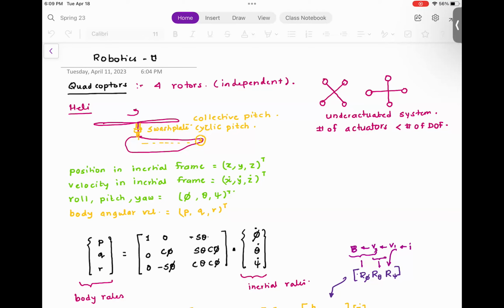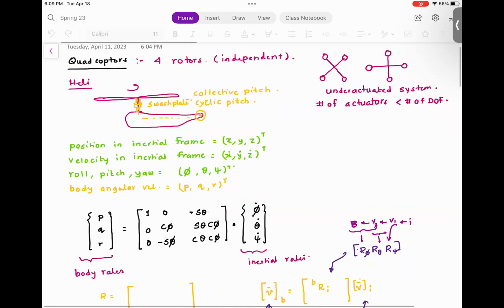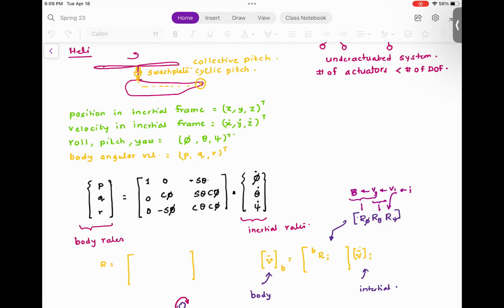Quadcopter is an underactuated system. And what do I mean by underactuated? That a quadcopter has 6 degrees of freedom, but you have only 4 actuators. And again, the coordinate system that we studied in the case of fixed wing is the same coordinate system.